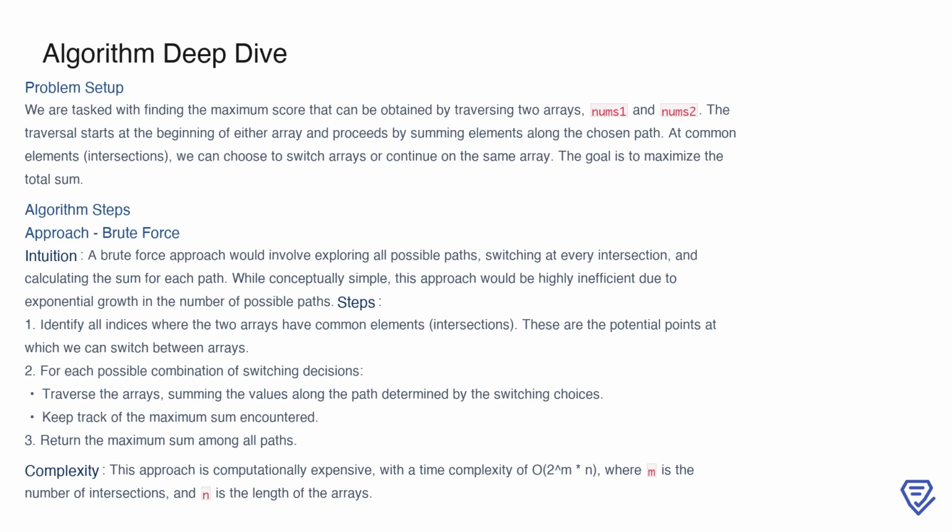While this method ensures that we evaluate every possibility, it becomes computationally impractical as the number of intersections grows. This is because the number of paths to explore grows exponentially with the number of intersections, leading to a time complexity of O(2^(m*n)), where m is the number of intersections and n is the array length. Clearly, a more efficient approach is needed.